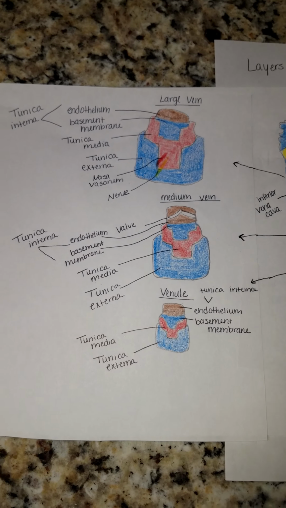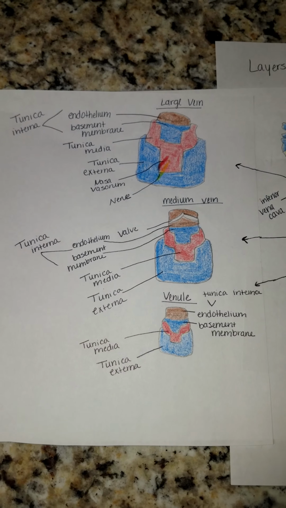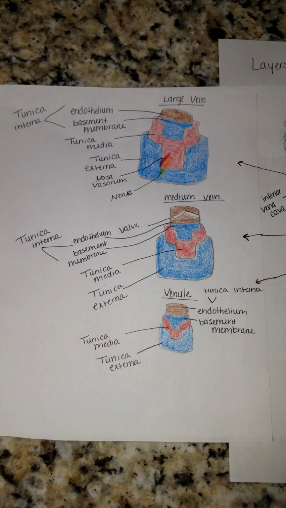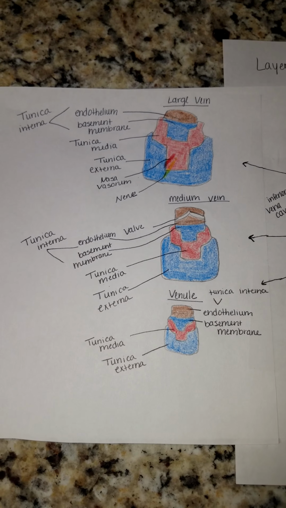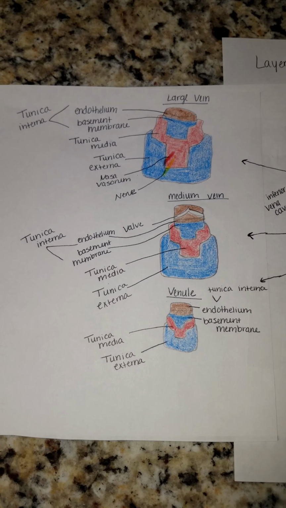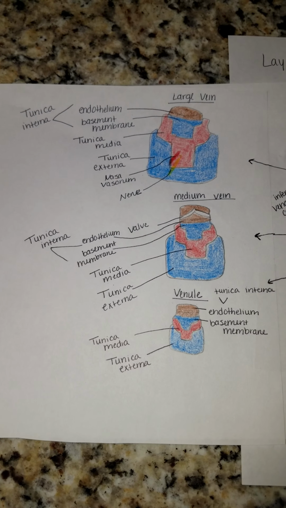The second type of veins are medium veins. Medium veins are formed when venules merge. Medium veins drain larger areas and carry more blood. Many medium veins contain valves, which are special folds of tunica interna. Valves are important because they ensure blood doesn't back up and flow in the wrong direction.